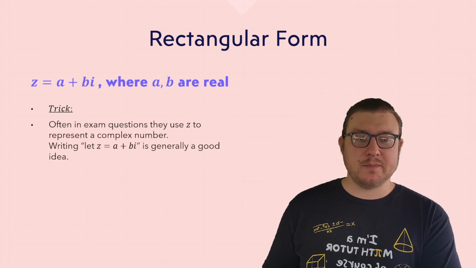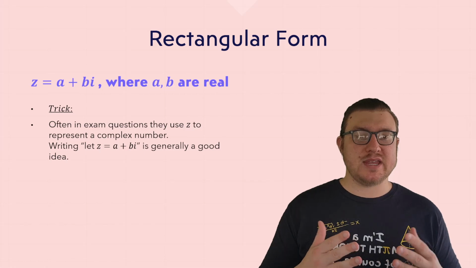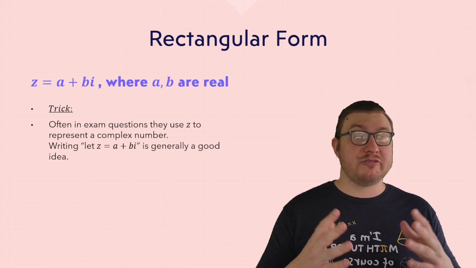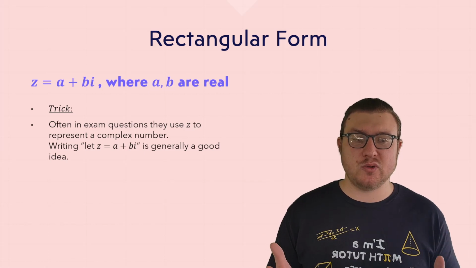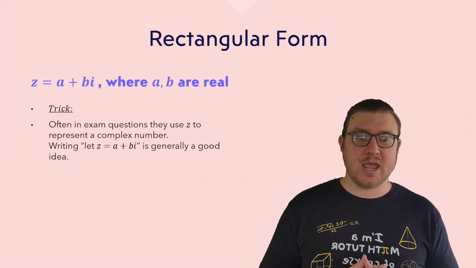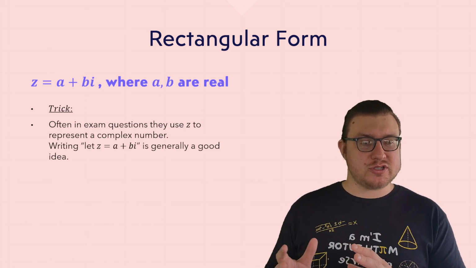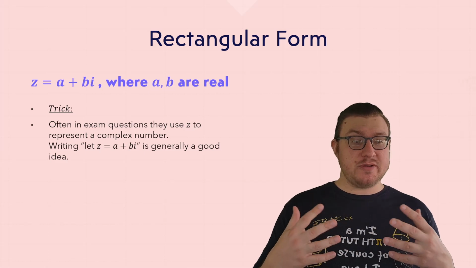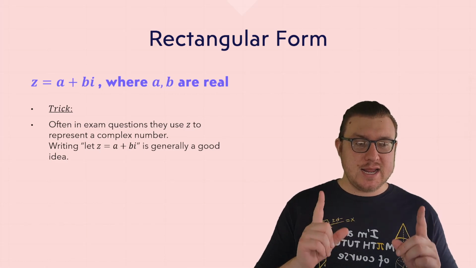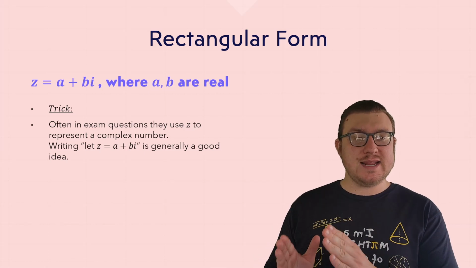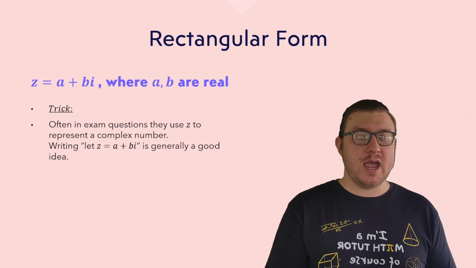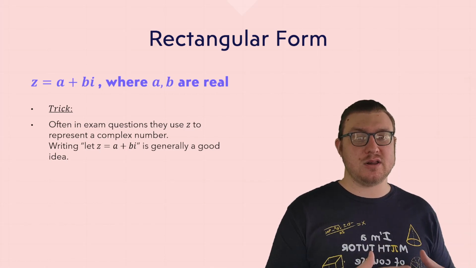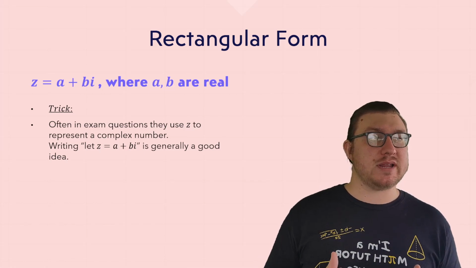Let's have a look at a quick trick. Often in exam questions, they use z to represent a complex number. You see this all the time, z or w or v. These are very common letters or variables used to show it's a complex number. x and y, however, are often used for real variables. When you see these, it is going to be very difficult to answer questions unless you start with the most important part. Let z equal a plus bi. Even if the question doesn't need it, I recommend that you write this in every single one of your questions if they haven't already given it to you.